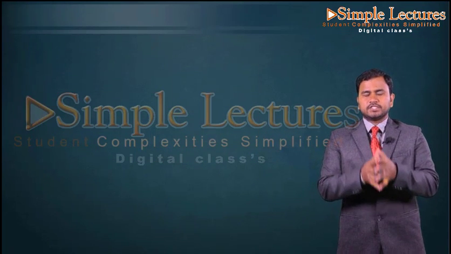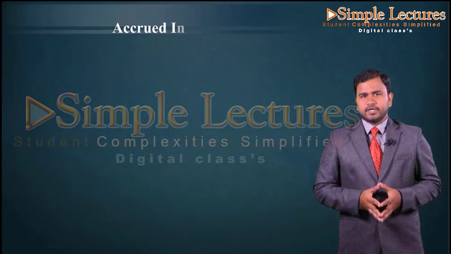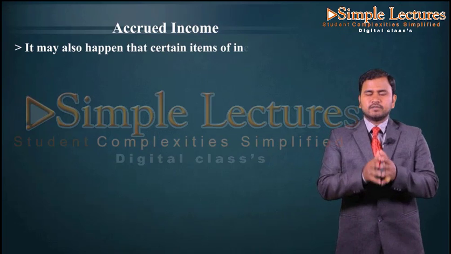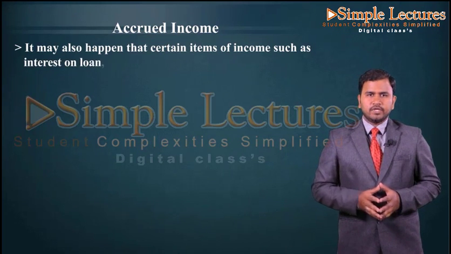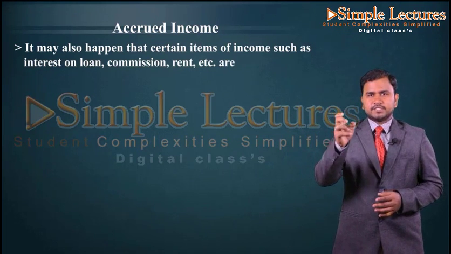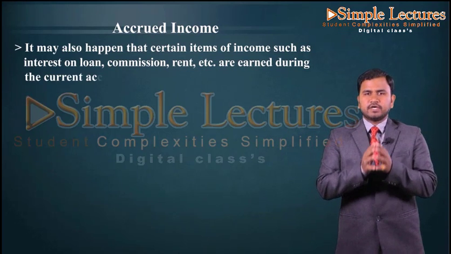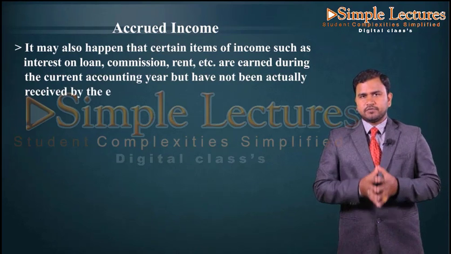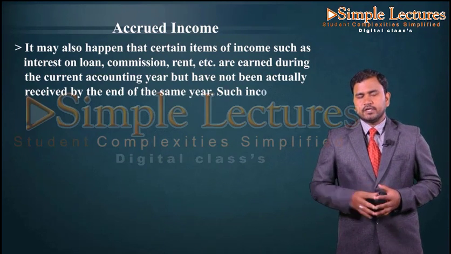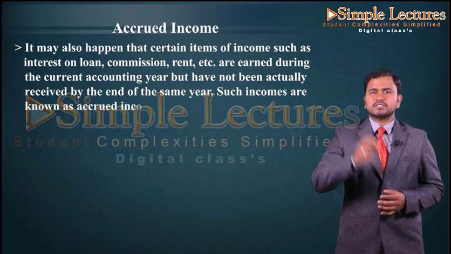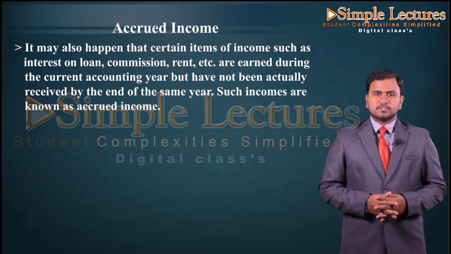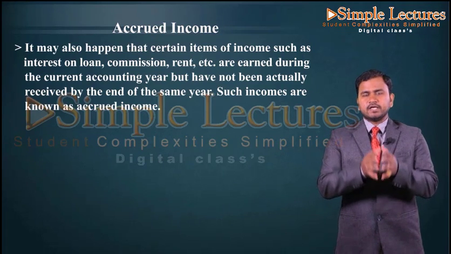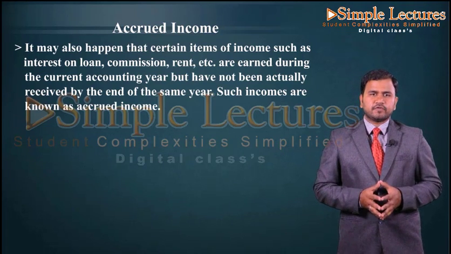Now let us take the next concept, where we have accrued income. It may also happen that certain items of income such as interest on loan, commission, rent, etc. are earned during the current accounting year but have not yet been actually received by the end of the same year. Such incomes are known as accrued income. Now let us take the same example here, and take commission accrued 1,500.